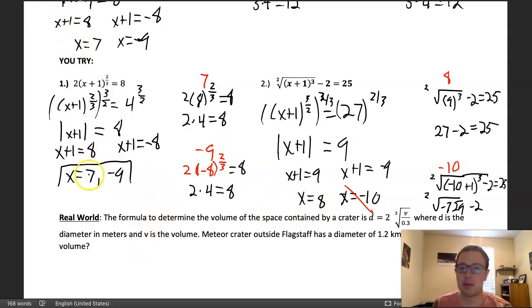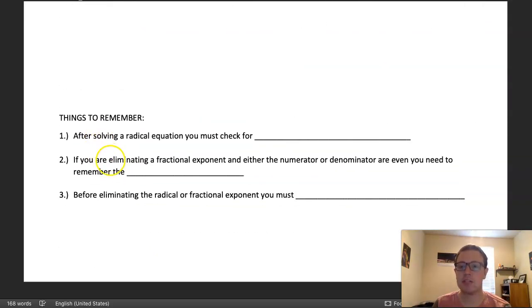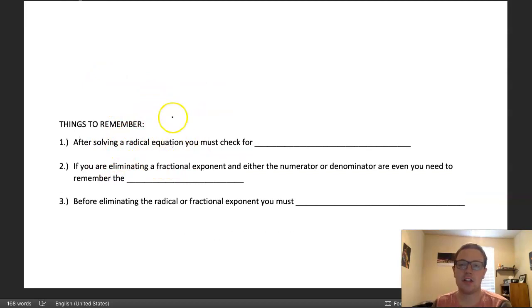Right. Now we have a couple more application problems if you want to look. Slightly more challenging problem, but we're going to skip over that to give us the important points to remember. Let's see if you all can figure it out. After solving a radical equation, you must always check for what? You must always check for extraneous solutions. So you need to make sure none of your answers, when you substitute them back in, give you bogus answers.